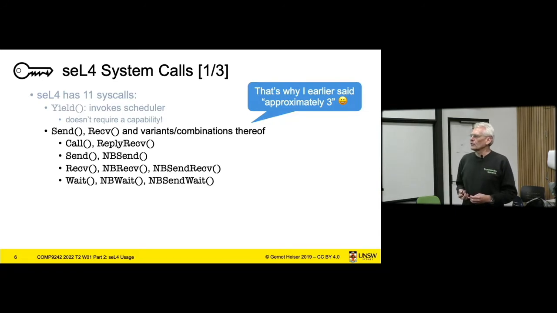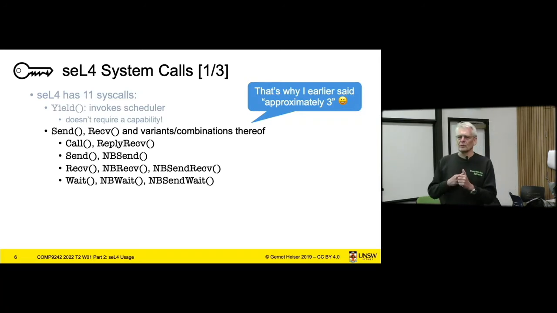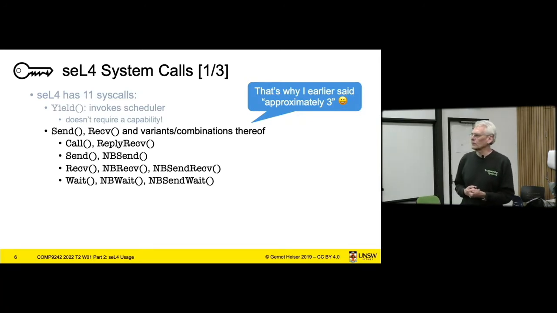Similar with receive, you have receive, non-blocking receive, and a non-blocking send receive. And then you have wait and NB wait and NB send wait. And you don't really need to worry about that, because with very few exceptions, the ones you should be using are call, reply receive, and sometimes you need a plain receive.